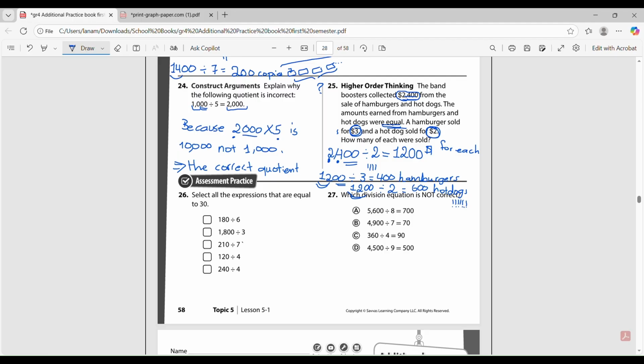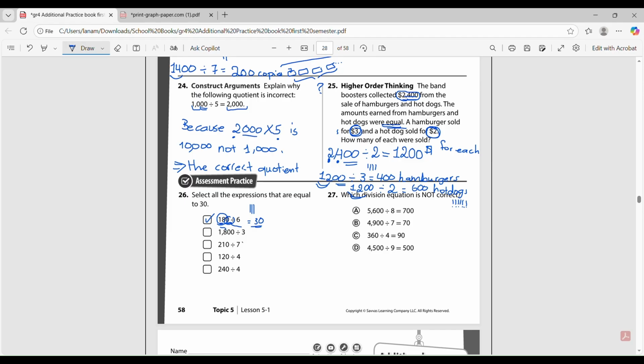Question number 26. Select all the expressions that are equal to 30. Now I have here 180 divided by 6. 18 divided by 6, 6, 12, 18. Is the number 3? Is the answer 3? Yes, it's a 3. Do I still have a 0? Yes, because I have a 0 here that needs to be moved to the quotient. So is it 30? Yes, so this is correct. So 180 divided by 6 is 30.